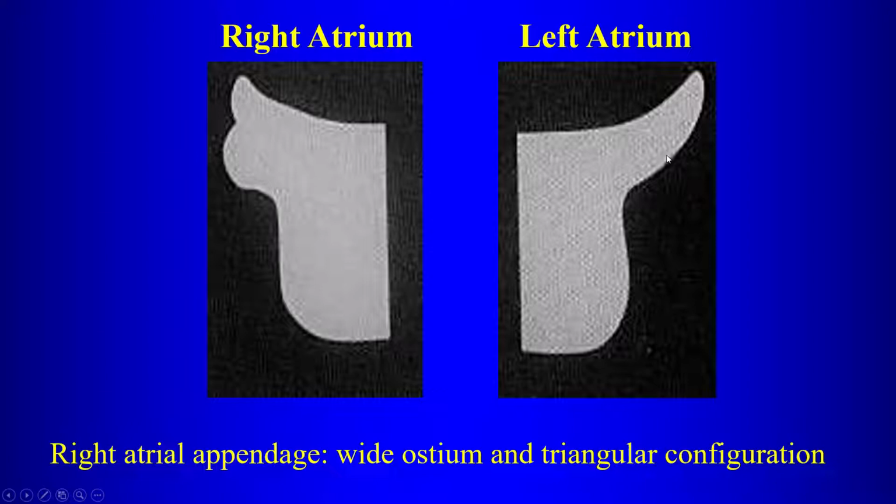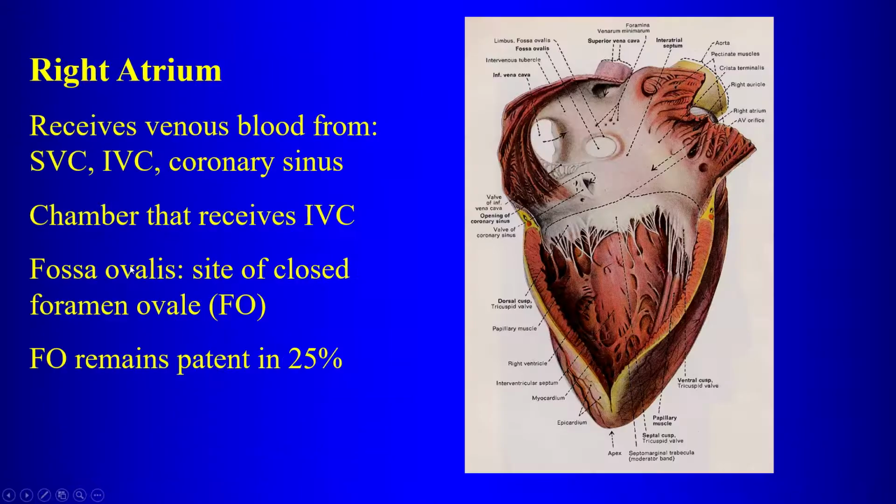So the right atrial appendage is somewhat triangular in configuration and has a wide ostium. Contrast that with the left atrial appendage, which is tubular and has a more narrow configuration, and the ostium of the left atrial appendage is also narrow. This is why in patients with atrial fibrillation, the left atrial appendage is a common location to develop blood clots. You get stasis of flow in that region because of that narrow opening, and so blood clots can form there within the left atrial appendage.